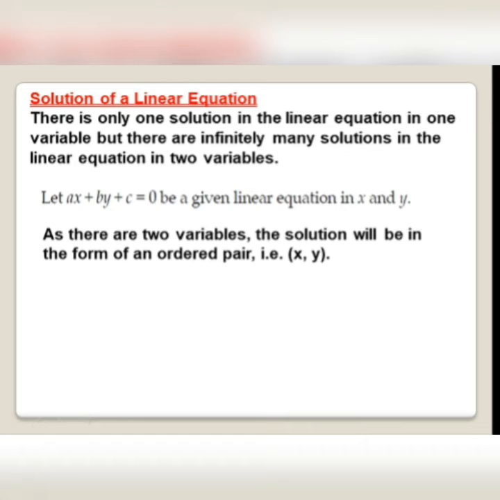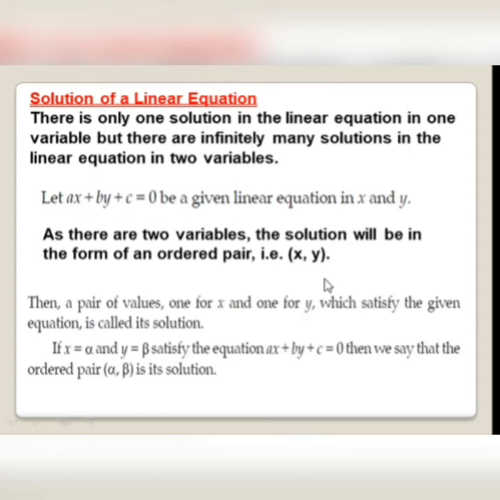Now, as there are two variables, the solution will be in the form of an ordered pair. But take care. My answer for this linear equation will be an ordered pair, x and y. Now they are saying that a pair of values, one for x and one for y, which satisfy the given equation is called the solution. What does it mean?